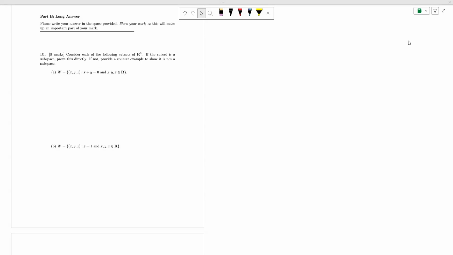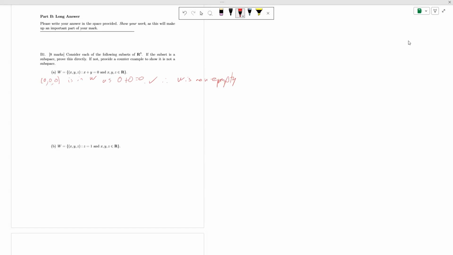In the first one we can see the 0 vector, 0, 0, 0, is in W as 0 plus 0 equals 0. Therefore, W is non-empty.